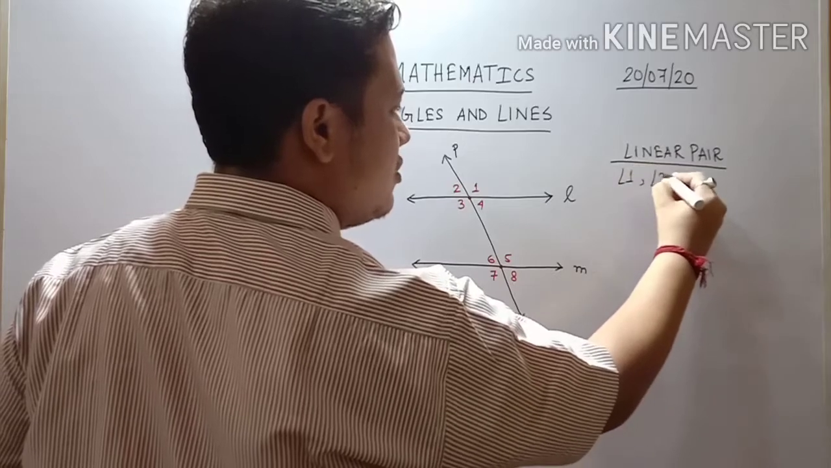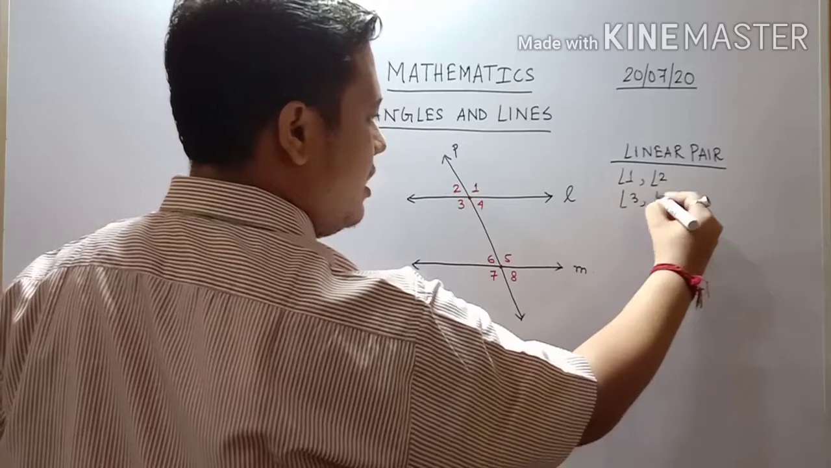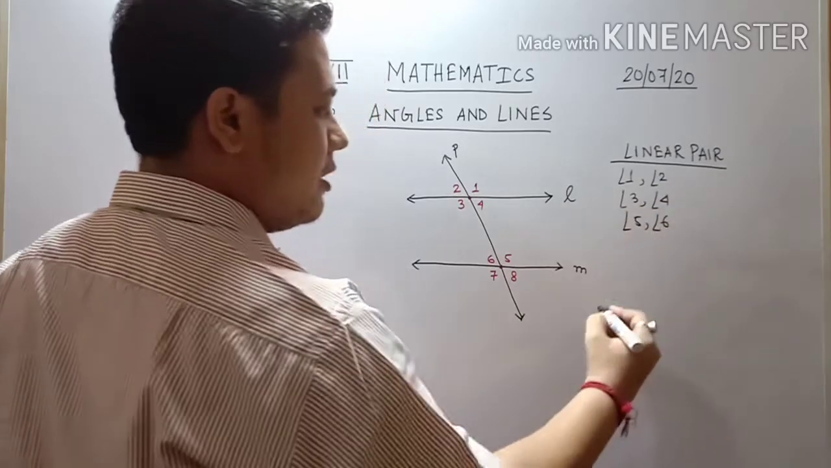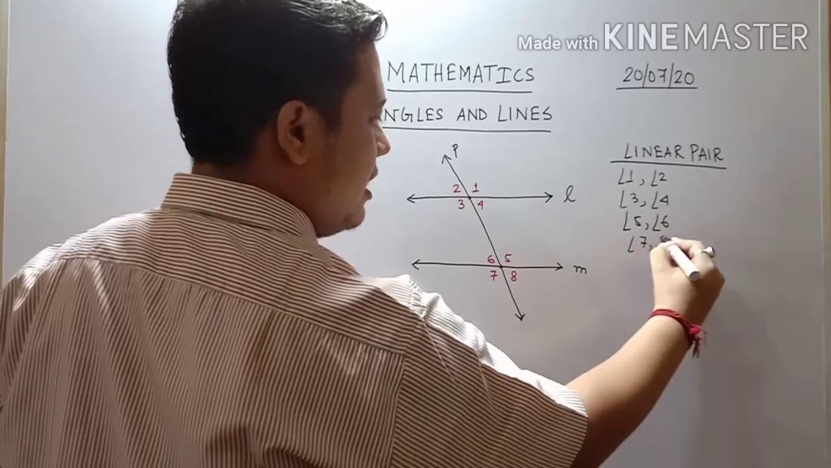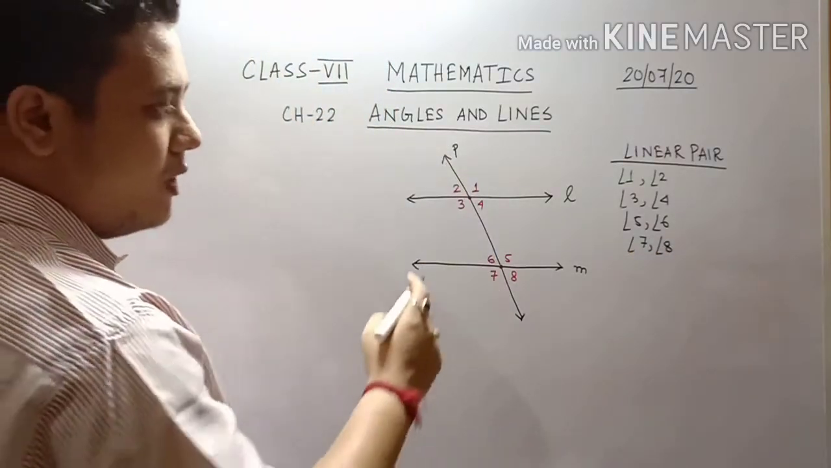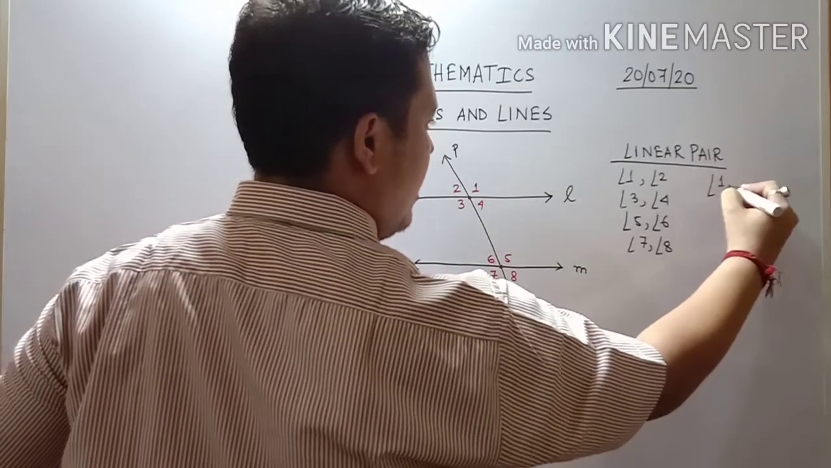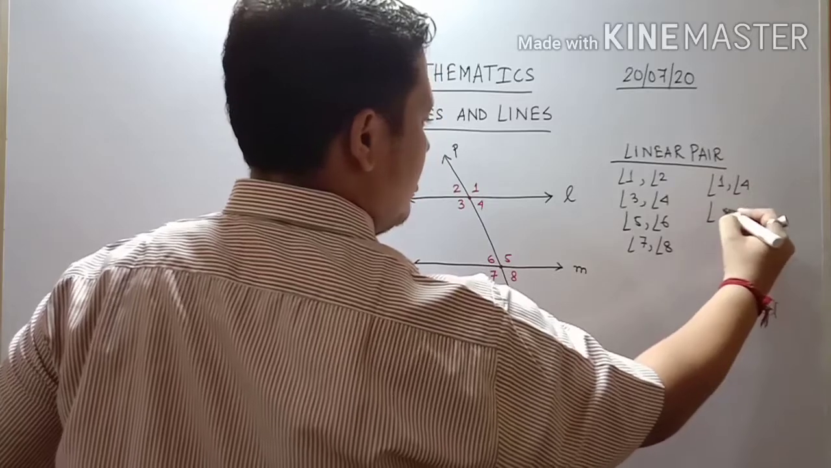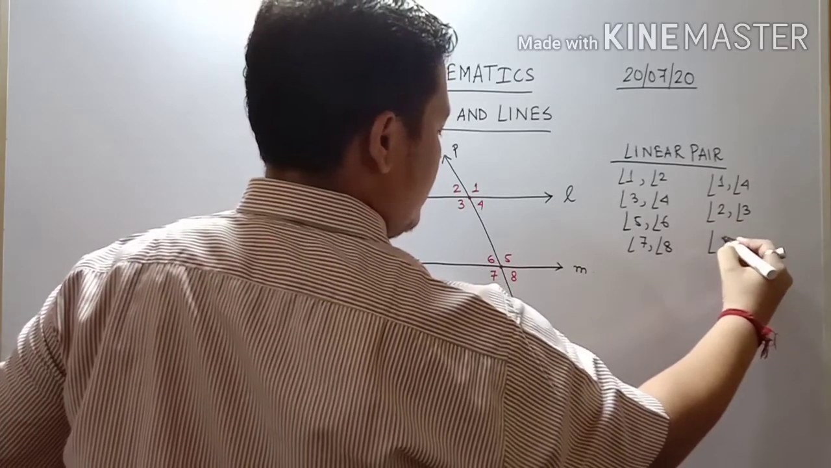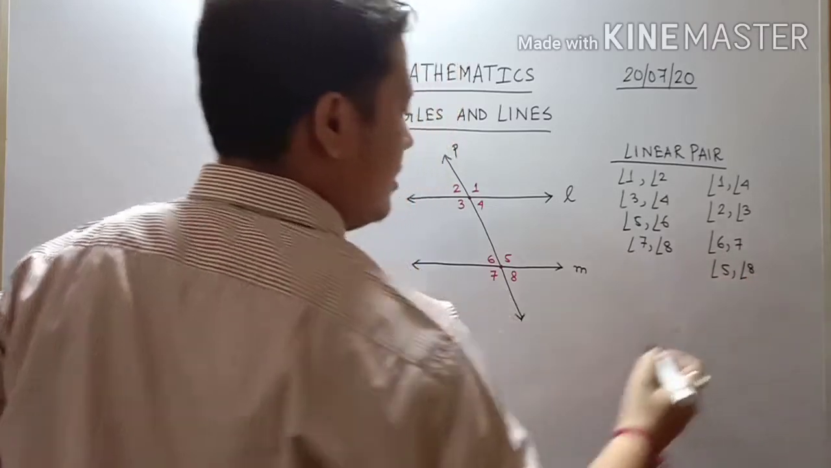Angle 1 and angle 2 is a linear pair. Angle 3 and 4 is a linear pair. Angle 5 and 6 is a linear pair. Angle 7 and 8 is also a linear pair. Now considering this transversal, we are also getting linear pairs, which are 1 and 4, 2 and 3, 6 and 7, and 5 and 8.